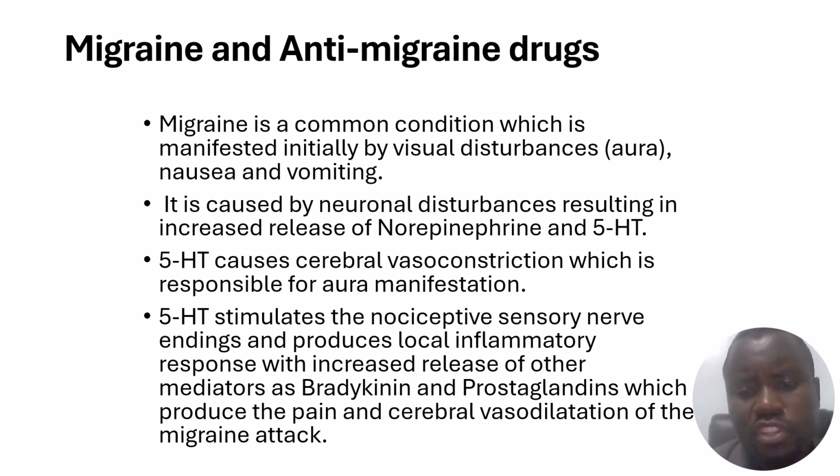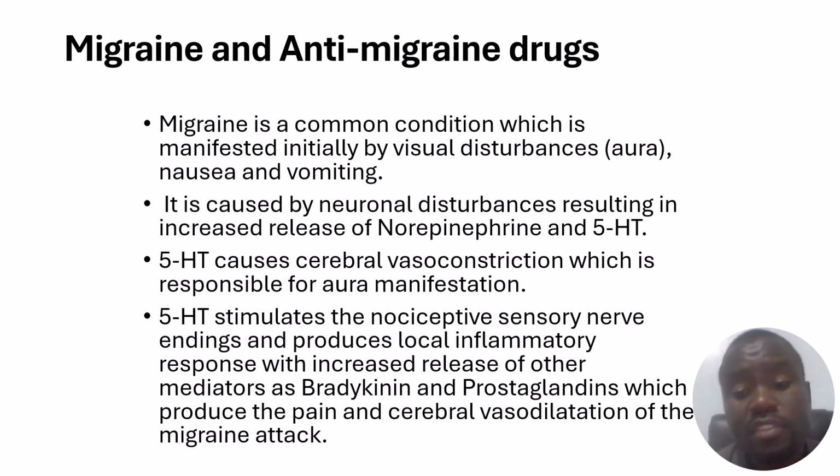So the vasoconstriction reduces blood supply to the image processing centers like the occipital lobe, and this leads to visual manifestations. But serotonin eventually, after the vasoconstriction, will lead to release of inflammatory mediators like bradykinin and prostaglandins. The kinins will cause vasodilatation, leading to excessive headaches as well as congestion of cerebral circulation.